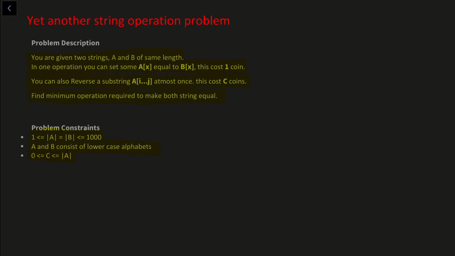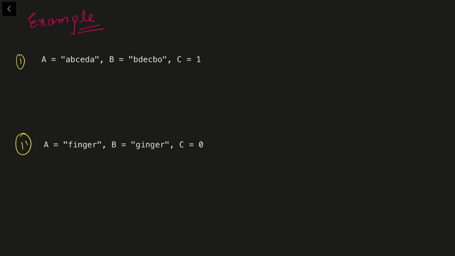Now let us move on to see some examples. Let us talk about these examples now. We need to convert this string to this string. So a b c e d a to b d e c b a. Here we can see that if I reverse this much of the string, I'll just get this string. So I'm going to reverse it, and the cost of reversing a string is 1. So I'll add 1 to the answer, and I'll just reverse it.